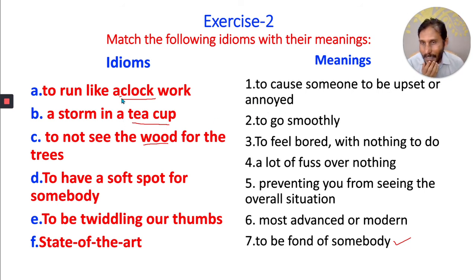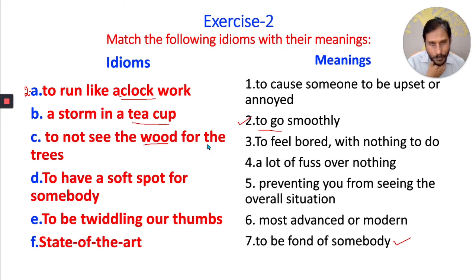Right. To run like a clockwork. 1, 2, 3, 4, 5, 6, 7. Which one fits? Which of the meanings fits in better with this idiom? To run like a clockwork means 2, works smoothly. In a clock, the needles, what do we call them, hands, minutes hand and seconds hand, hours hand, they run smoothly without any hitch. So I'll write the answer here. A goes with 2. Right? Next one.